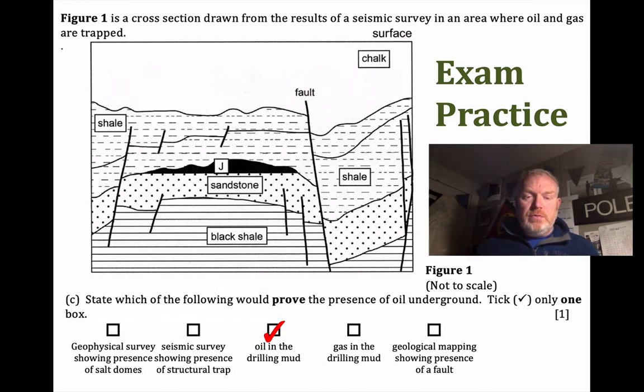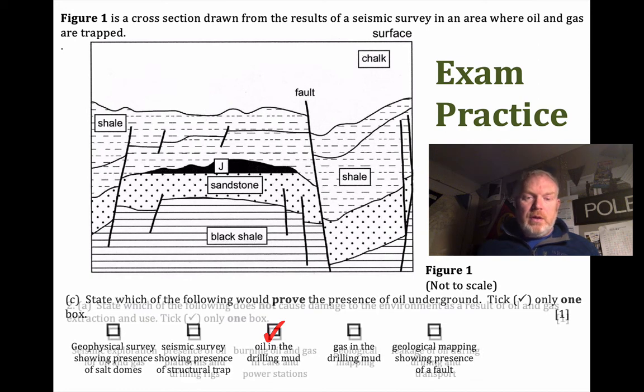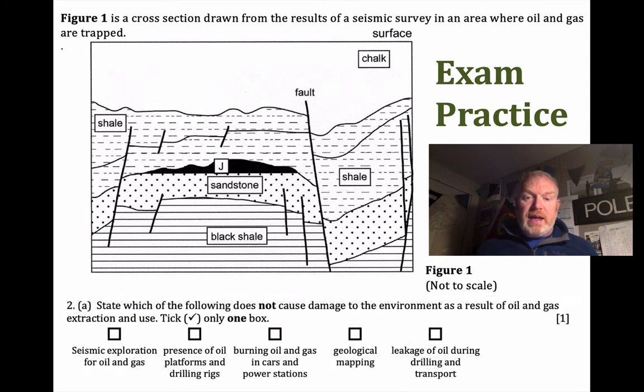For question 2, extraction of oil can cause damage to the environment, particularly if it's done poorly. But there's one of these things that doesn't cause damage, and that's geological mapping. The rest of them can cause problems.